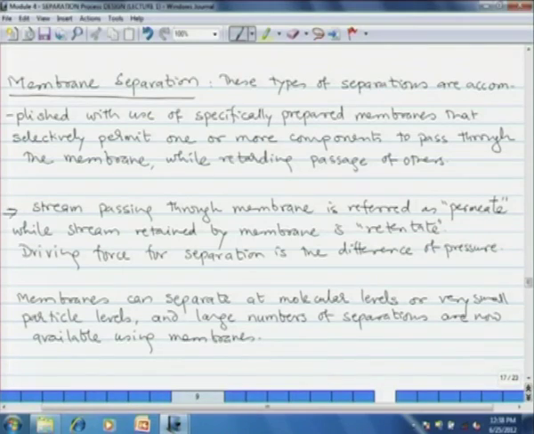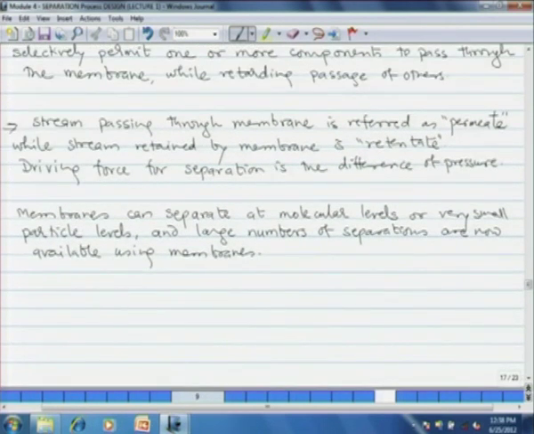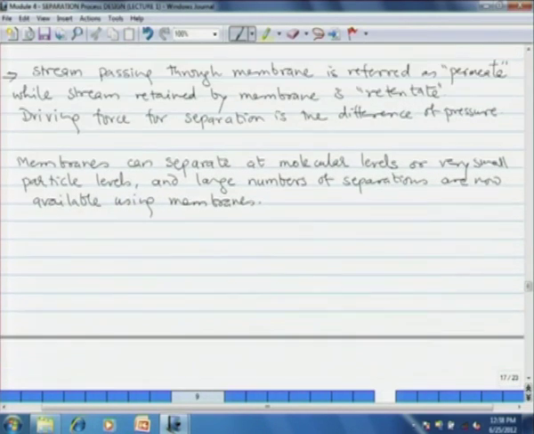These types of separations are accompanied with the use of specifically prepared membranes that selectively permit one or more components to pass through the membrane while retarding the passage of others. The stream passing through the membrane is referred to as permeate, while the stream that is retained by the membrane is retentate. The driving force for separation is the difference of pressure applied on the two sides of the membrane. Membranes can separate at molecular level or very small particle level, and a large number of separations are now available using membranes.